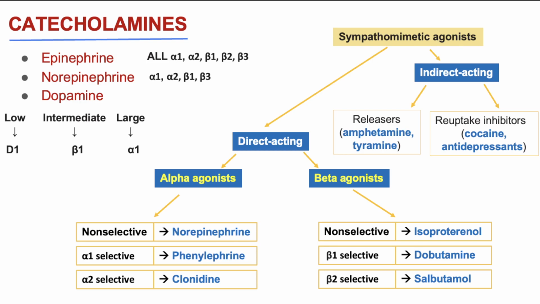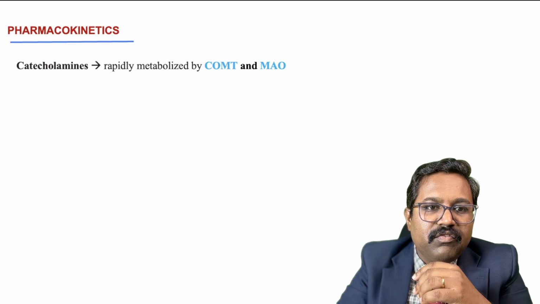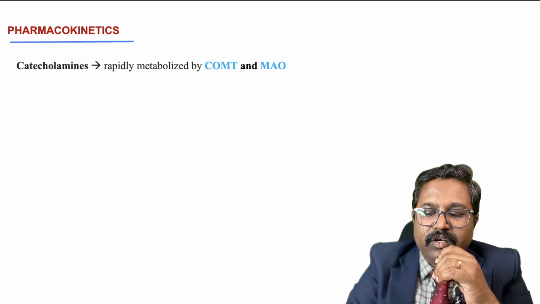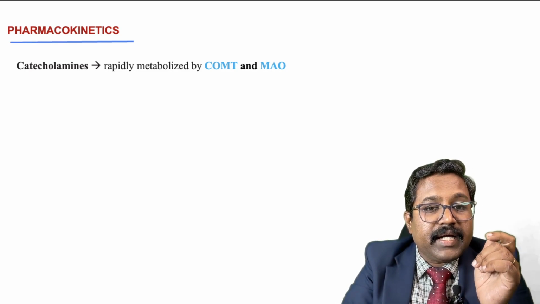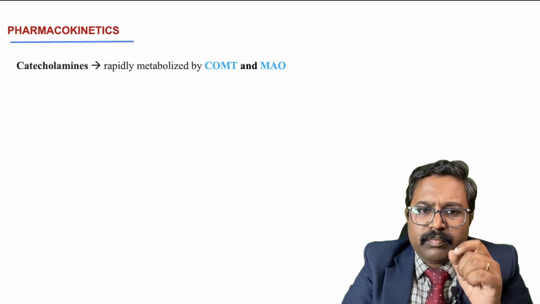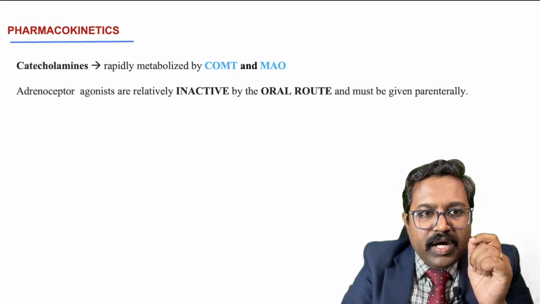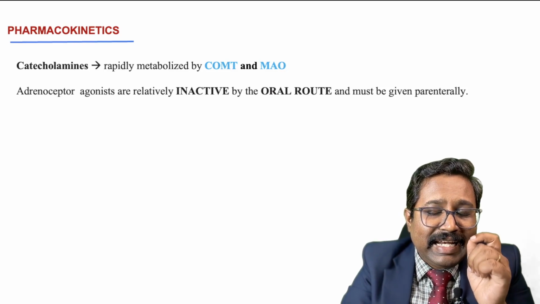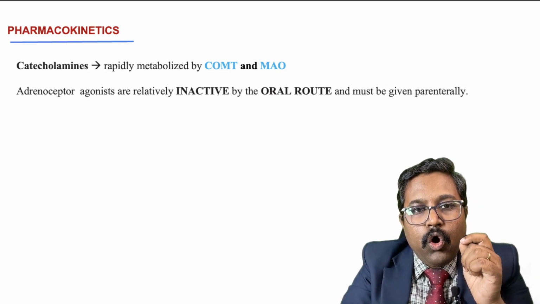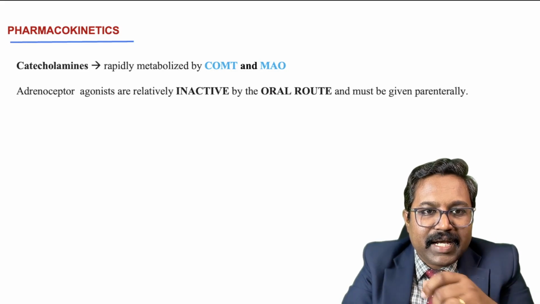Let us understand each one of them based on their pharmacological actions. Before going to that, let us understand the pharmacokinetic property. Catecholamines are rapidly metabolized by enzymes. What are the enzymes responsible for the metabolism of the catecholamines? Those are catechol O-methyl transferase and monoamine oxidase. So adrenoreceptor agonists are relatively inactive by the oral route and must be given parenterally.